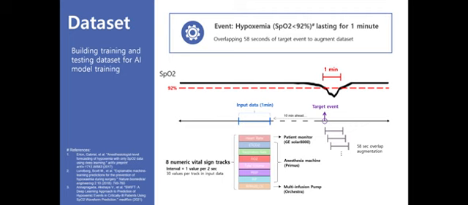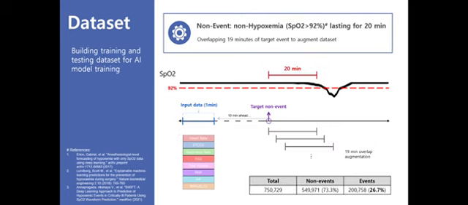We defined a non-hypoxemia event as an event with SpO2 over 92 lasting for 20 minutes. Like the target event, the input data is 1 minute length data from 10 minutes ahead of the target non-event. Target non-event is augmented by 1 minute interval. The number of samples is 750,729. The ratio of target events is 26.7%.